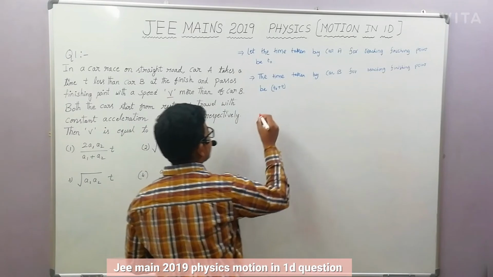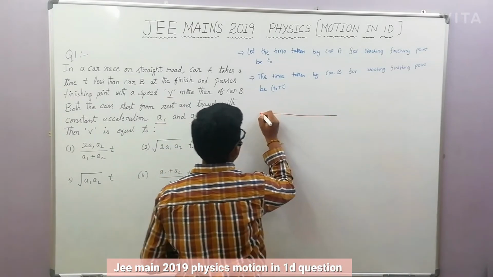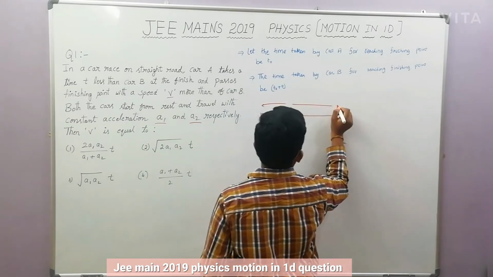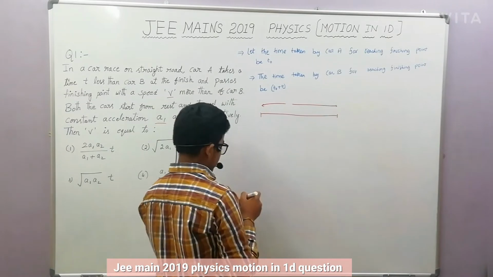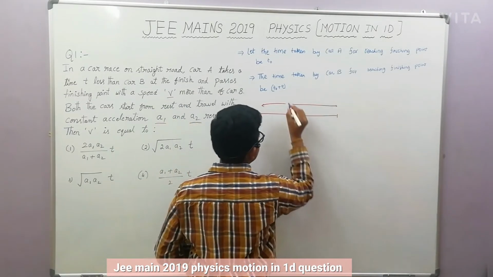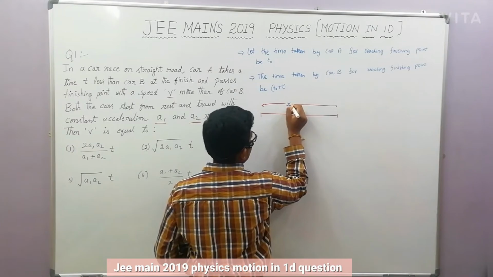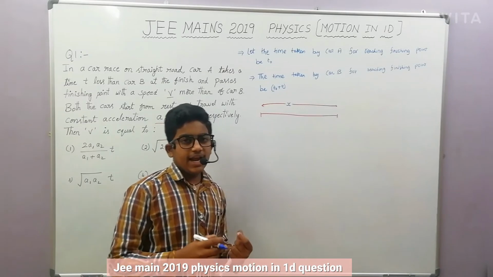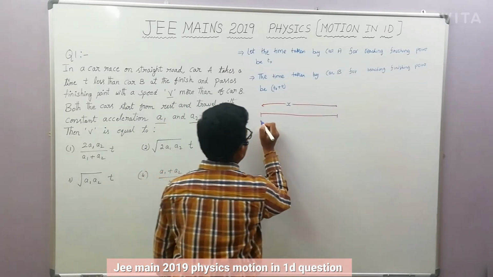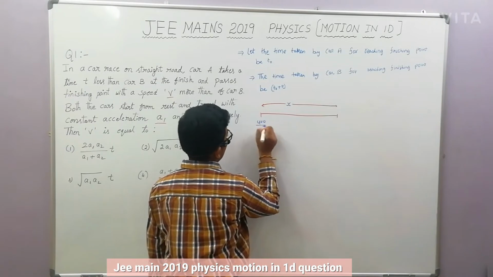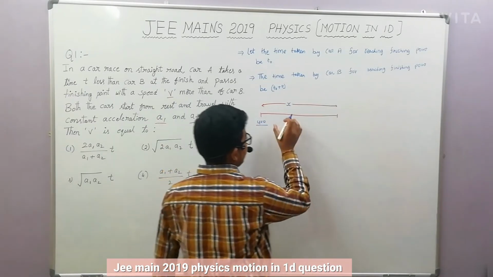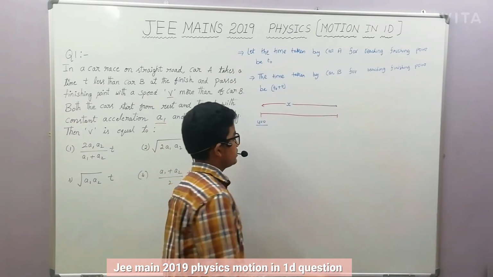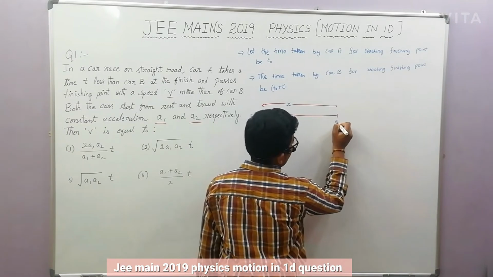Let's draw a diagram so as to understand the question properly. Let's take the distance as x. As they said, the two cars, car A and car B, started from rest, so our initial velocity u will be 0. At the finishing point they will have final velocities. The two cars will have two different final velocities.